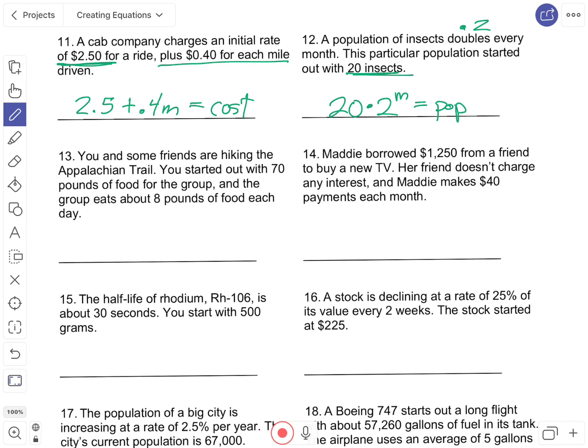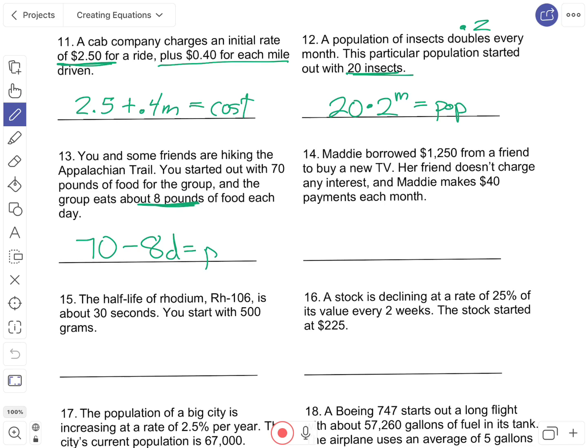Okay, 13, you and some friends are hiking the Appalachian Trail. You start out with 70 pounds of food for the group. Pretty easy to see, starting with 70. And the group eats about 8 pounds of food each day. So we're eating it, so we're taking away 8 pounds every day, okay?